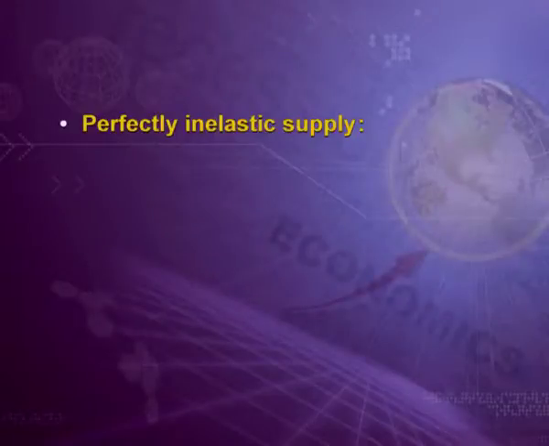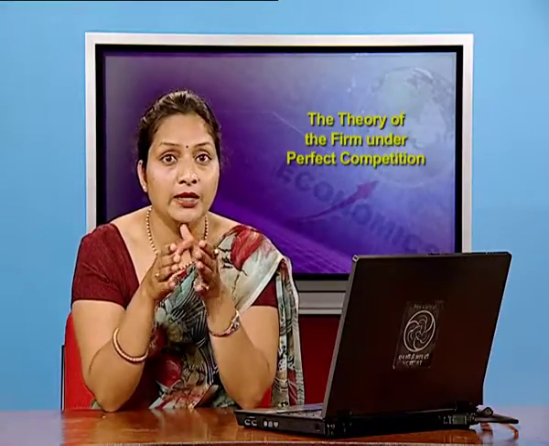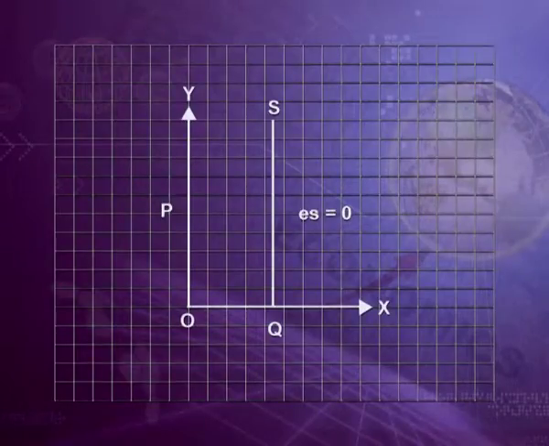Second is perfectly inelastic supply. Its value is 0. It is possible when in the formula, percentage change in quantity supplied upon percentage change in price, the numerator change is 0. I mean to say that when in spite of change in price, quantity supplied still remains unchanged, it is said that elasticity of supply is 0. Its supply curve is a straight line perpendicular to the x-axis and parallel to the y-axis.